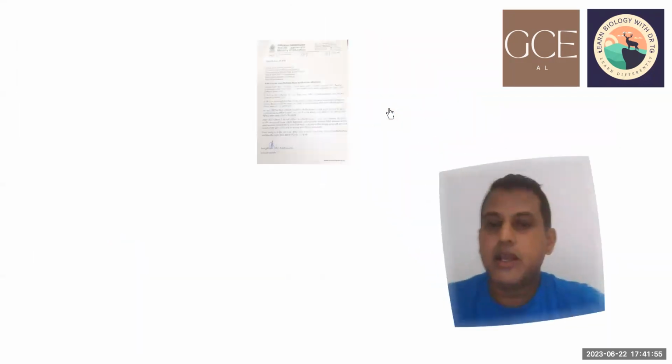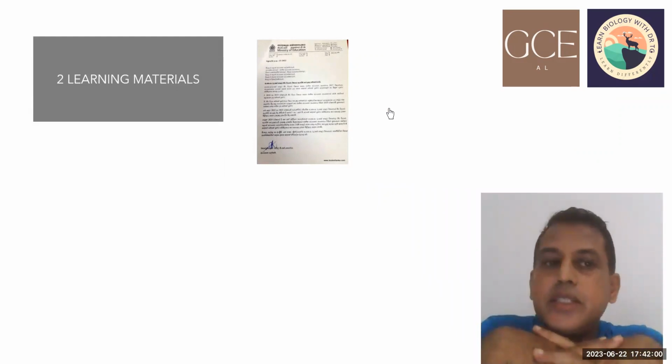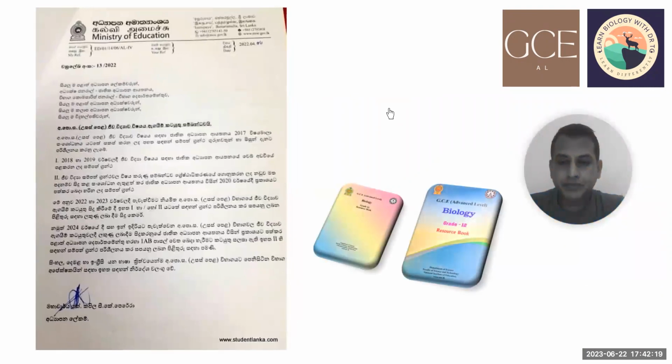And next, the second one. What are the learning materials you need? When it comes to learning material, this includes everything that you can gain knowledge from, needed for your exam. Okay, for that, this is written in Sinhala. I got this one in Sinhala. You need this resource book. A resource book you need.